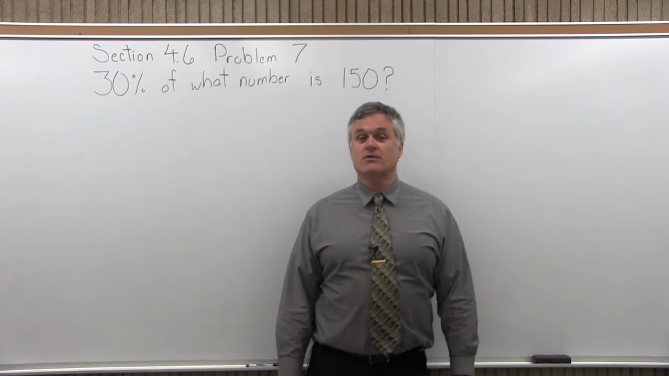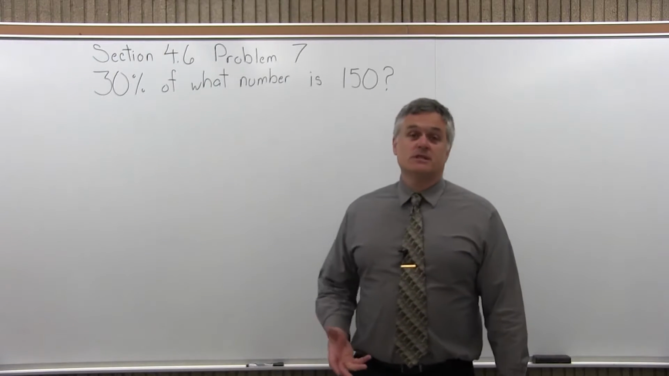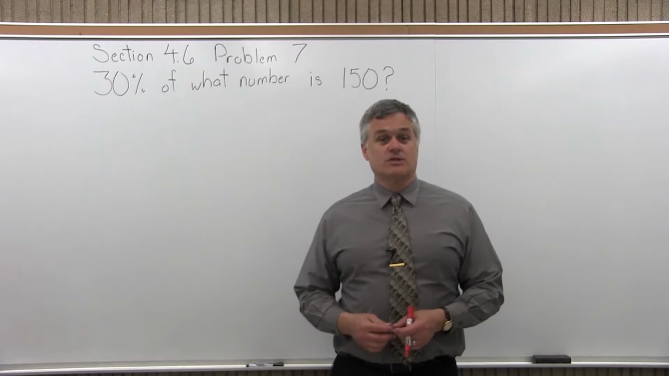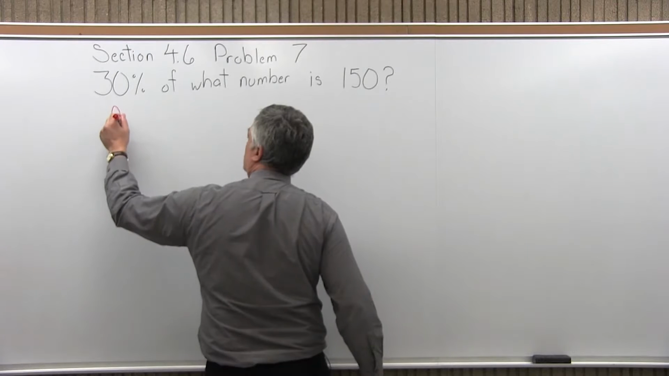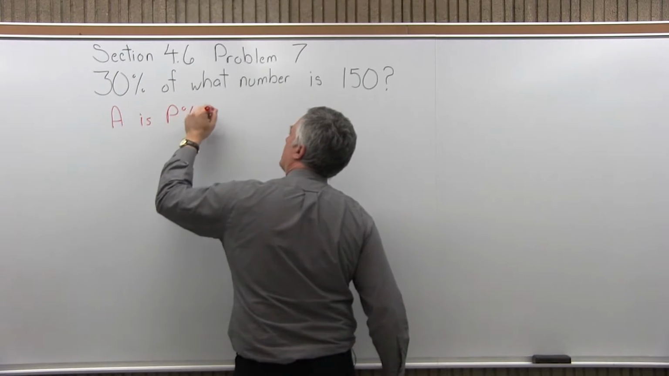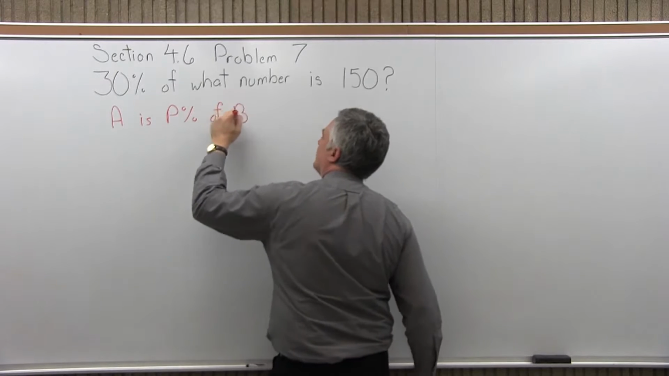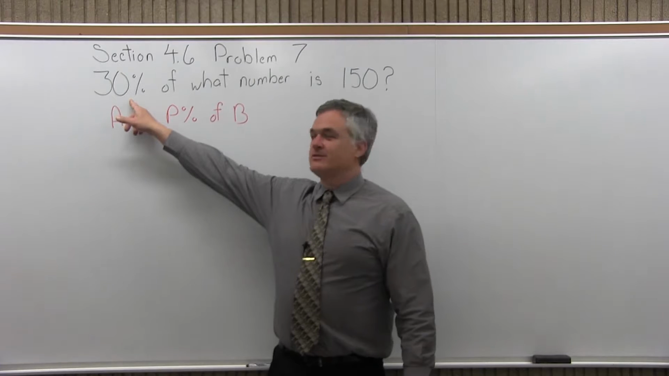It says 30% of what number is 150? So to do the problems in this section, we want to set them up as a proportion and solve the proportion. For these, you want the sentence to read, A is P% of B. And that's not really what we have. It starts with the percent.